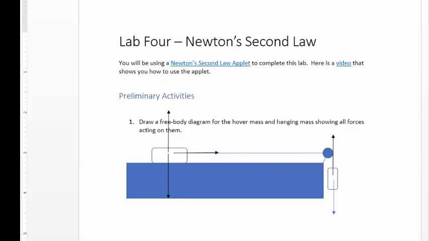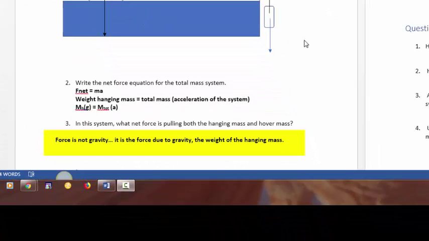The other thing I want to mention to you is when I ask you what the net force is, you guys are getting kind of semantically confused. Gravity is an acceleration. So the force that's causing this to accelerate is not gravity. It's the force due to gravity. It's the weight of the hanging mass. I did not take off points for that because that's a semantic thing that we have to consciously think about.